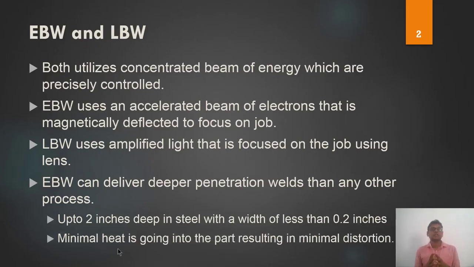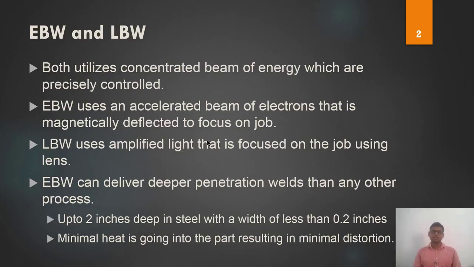Also the heat which is delivered by electron beam welding is very less, and due to this the job will not be distorted because of a lot of heat present there. So that is a great advantage of electron beam welding. That much is to be remembered in this electron beam welding. Other things are not so important as this one. First of all, deeper penetration. Second is less distortion. So that's the point.